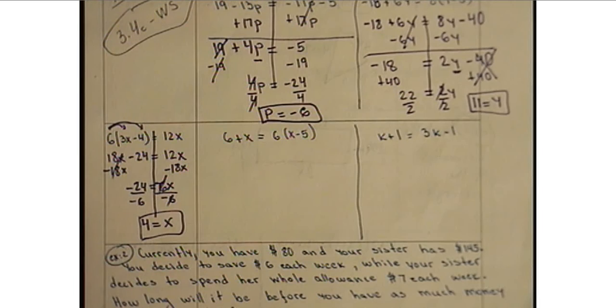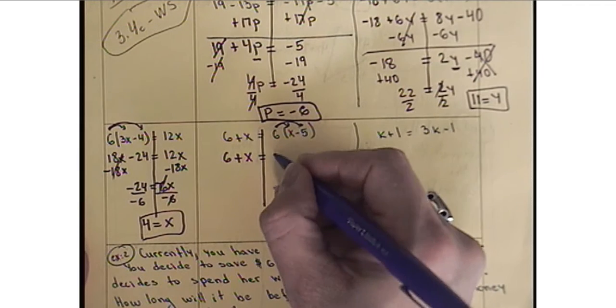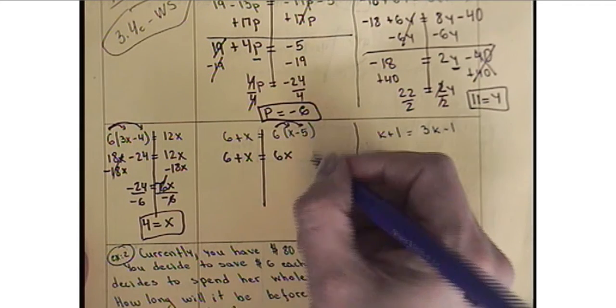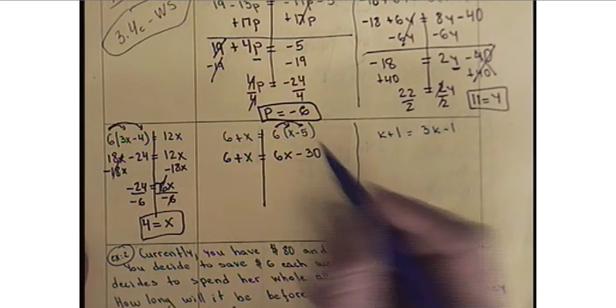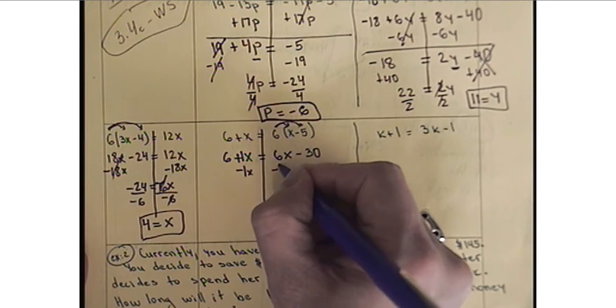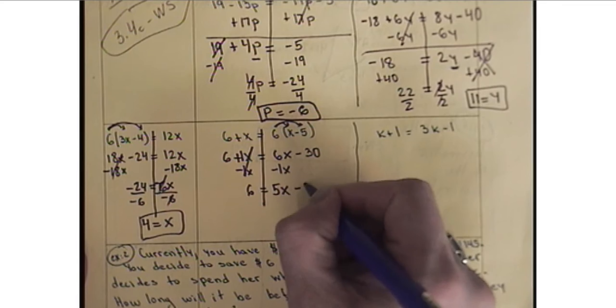6 + x = 6(x - 5). Distributive property again. On the left side we have 6 + x, equals 6 times x is 6x, 6 times negative 5 is negative 30. Now x by itself means we have 1x. If we want to move it over here, we subtract 1x from both sides. Those two cancel. 6 will be equal to 6x minus 1x, which is 5x, minus 30.